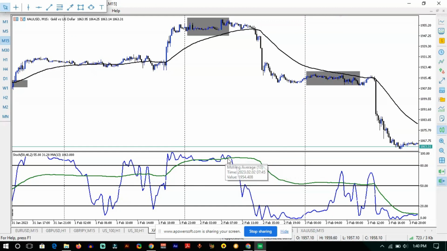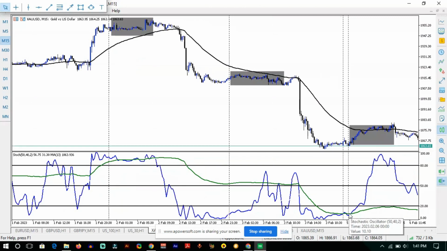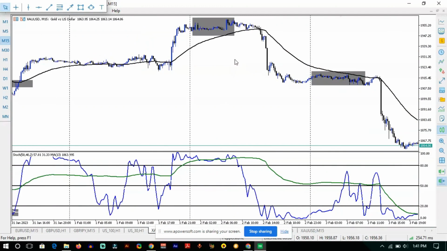So when we get a crossing between the green and the blue in this upper box of 80 up to 100, then we can look for selling confirmations. Likewise, when we see the market crossing below between 20 and 0, we can look for buying confluences. But to filter out fake signals, we wait for the market to cross here on indicator window 1, and then also cross below 50.